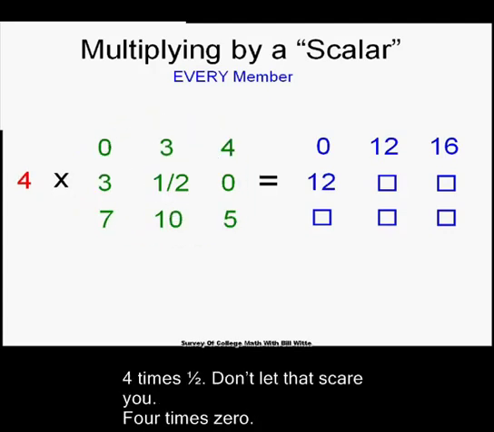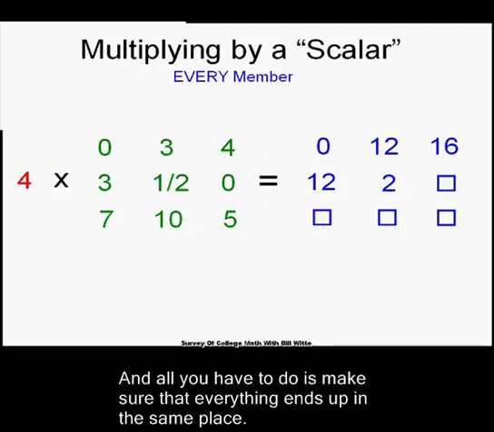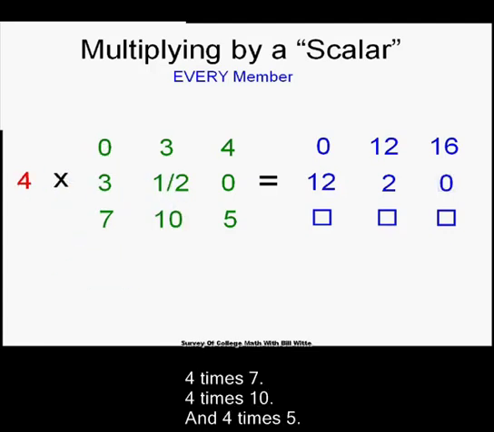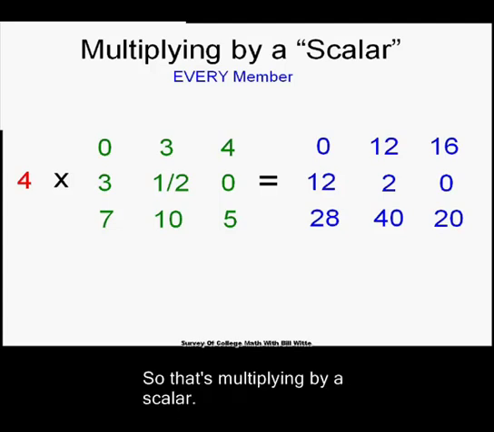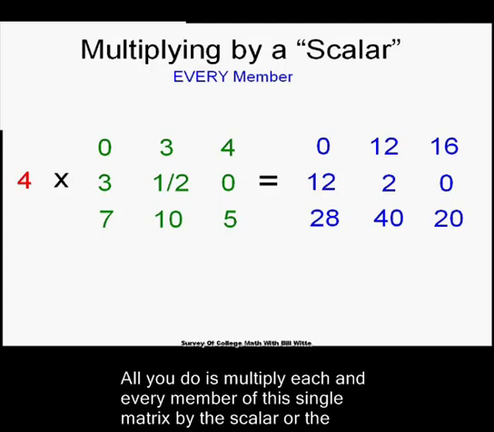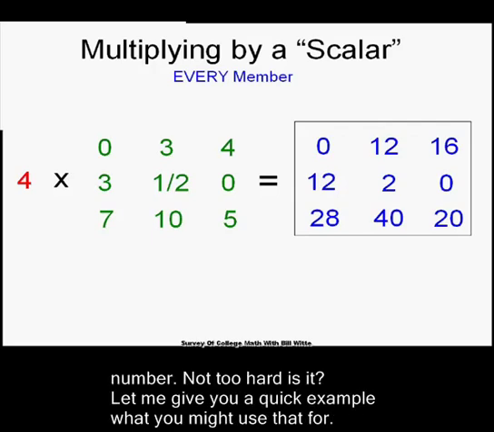4 by a half, don't let that scare you. 4 times 0. All you have to do is make sure everything ends up in the same place. 4 times 7. 4 times 10. And 4 times 5. So that's multiplying by a scalar. All you do is multiply each and every member of this single matrix by the scalar, or the number. Not too hard, is it?